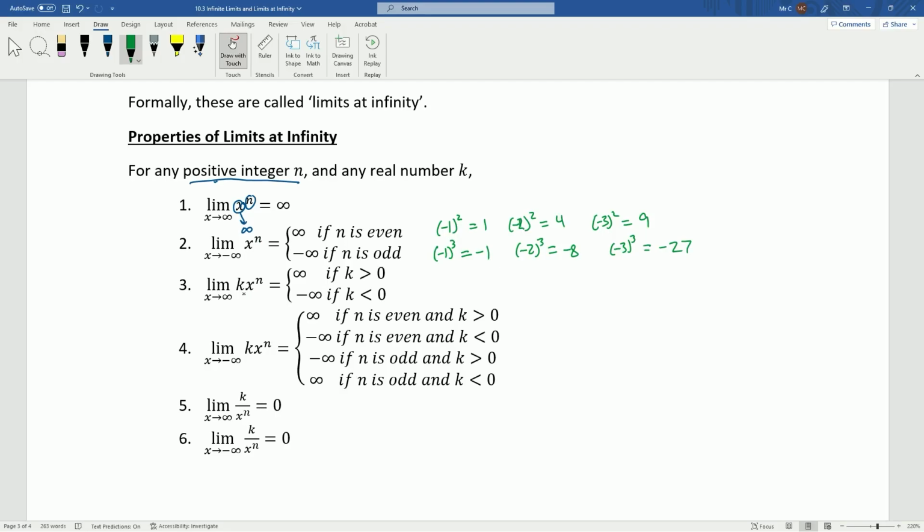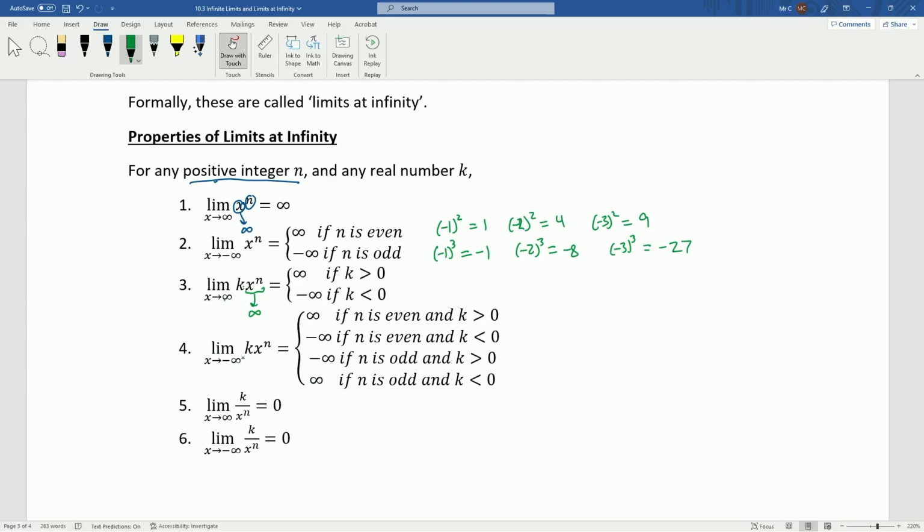Okay, so this next fact says, hey, if x is approaching positive infinity, so x is just positive values, and I have k times x to the n, well, it's infinity if k is positive, it's negative infinity if k is negative. That should make sense, because x to the n is going to positive infinity if x is going to infinity, and then I'm either multiplying it by a negative or positive number. If I'm multiplying it by a positive number, positive times positive is positive. If I'm multiplying it by a negative number, I get a negative times a positive. That's negative.